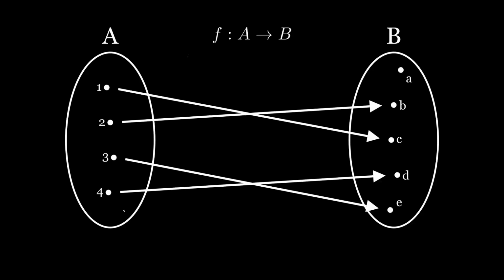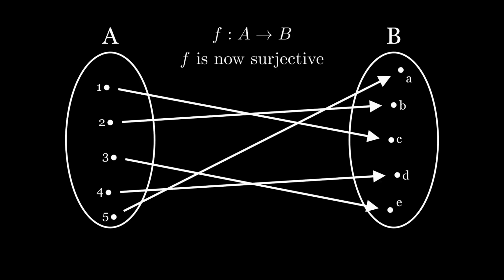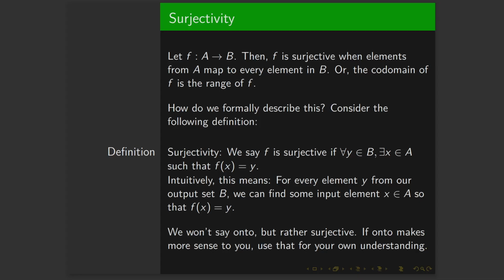This word is called surjectivity. So what we're going to do is introduce a point 5 and map 5 to A. Now f is surjective. And this property is called onto, since every element in A gets sent onto an element in B without missing any elements. So surjectivity, we're going to do the exact same thing. Let f be a function from A to B. Then f is surjective if elements from A map to every element in B. So the codomain is the range.